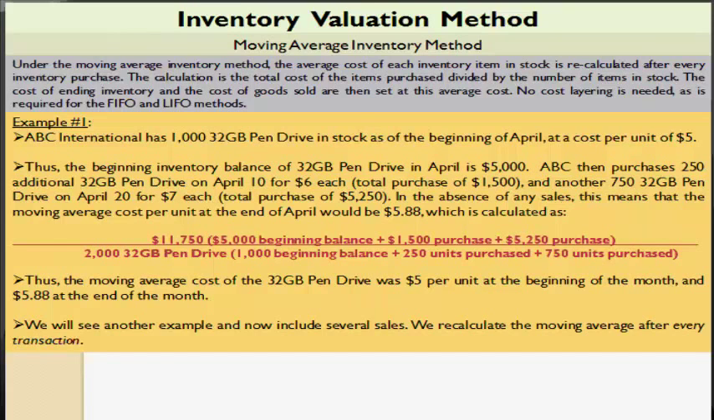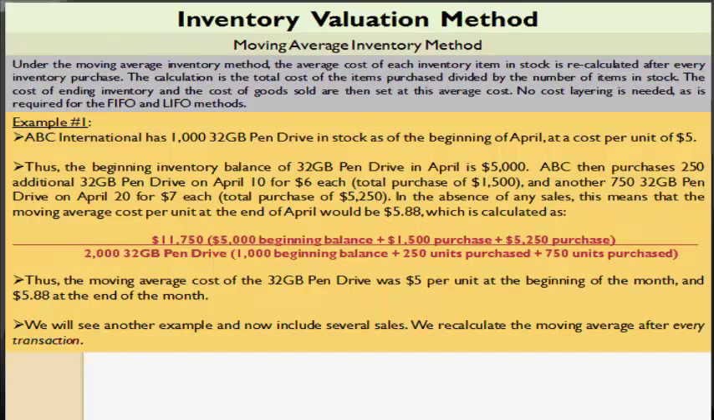Assuming that ABC International has 1000 32 GB pen drives in stock as of the beginning of April at a cost per unit of $5. Thus the beginning inventory balance of 32 GB pen drives in April is $5,000. Then the company purchases another 250 additional pen drives on April 10th for $6 each, so the total purchase will be $1,500, and then again 750 on April 20 at $7 each.